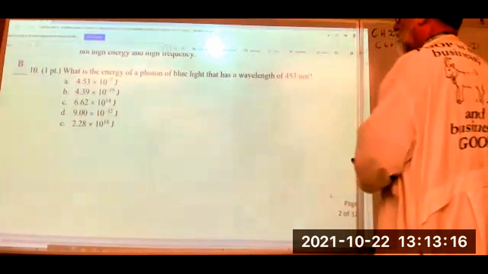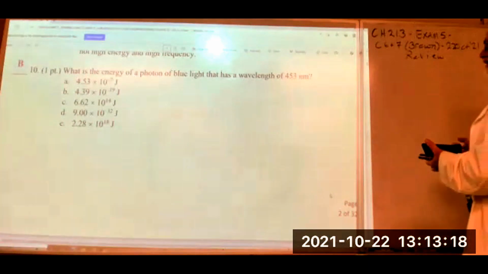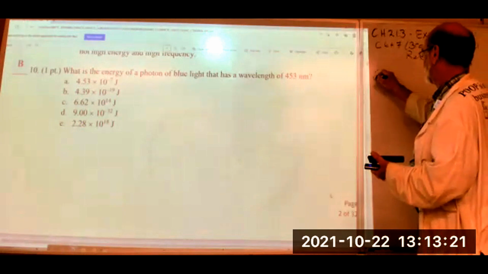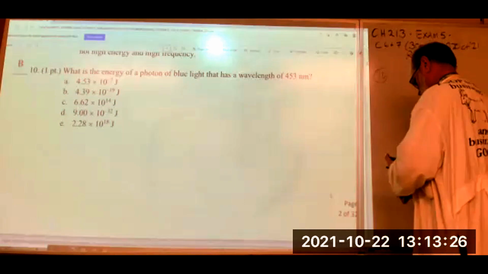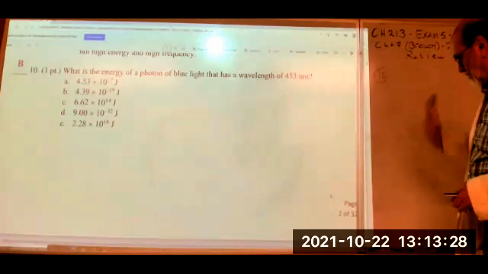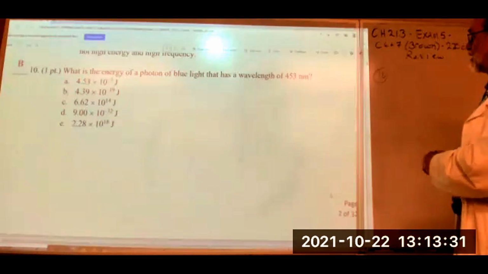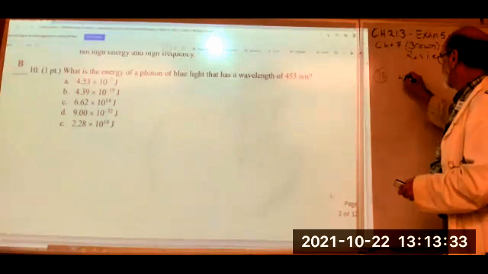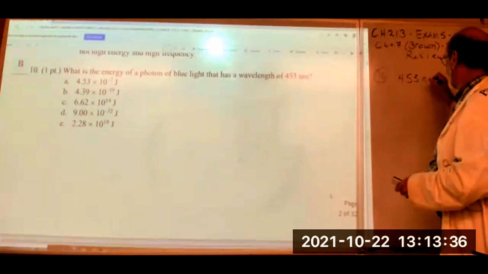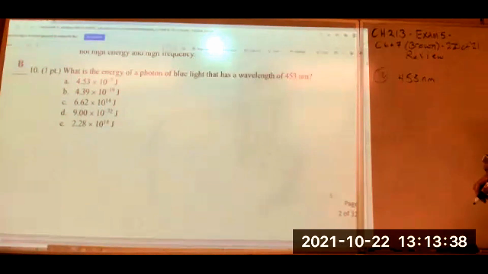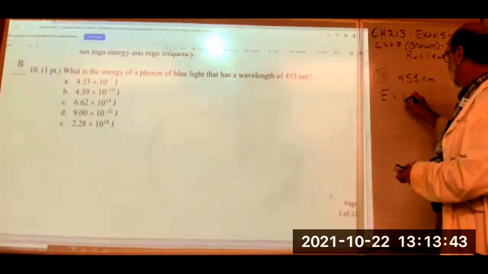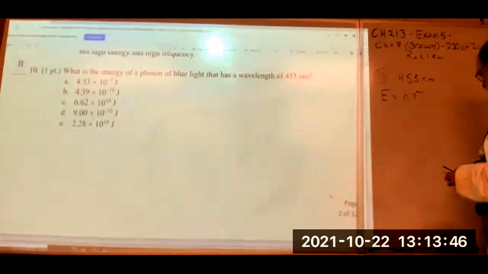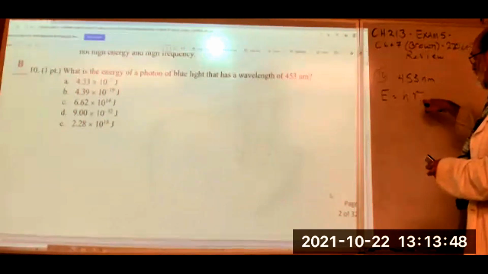How about 10? What's the energy of a photon of blue light? Not too good here. Blue light is 453 nanometers. We want to know the energy, so we're back to that same equation. Planck's constant times frequency. Or what can we substitute in here?